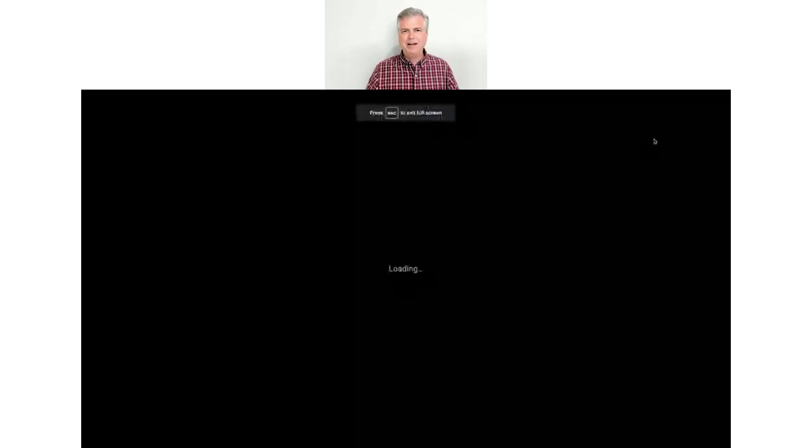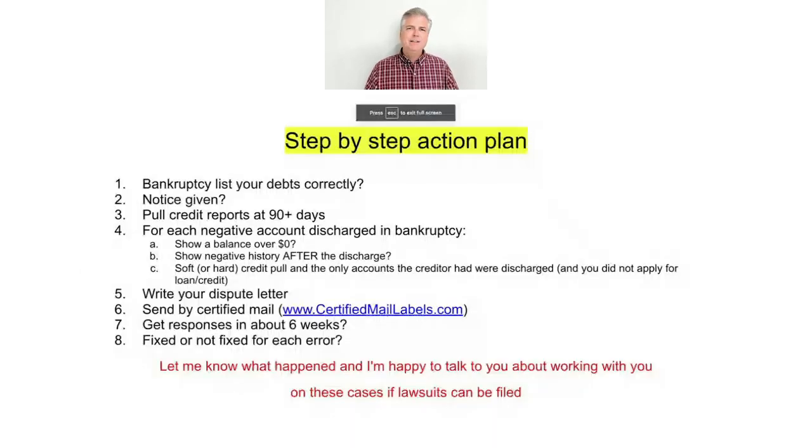Going back to our little action plan here, if you send it certified mail, they'll get it in 3, 4, 5 days. And then they normally have 30 days to investigate. Then they'll respond back to you. Well, that may take a week or so. So I tell people, usually think 6 weeks. You should be getting some responses in 6 weeks, and then fixed or not fixed.